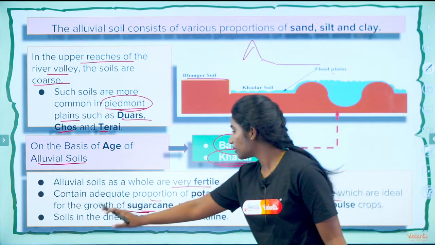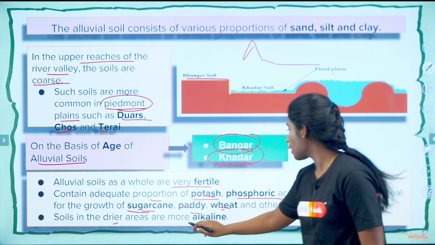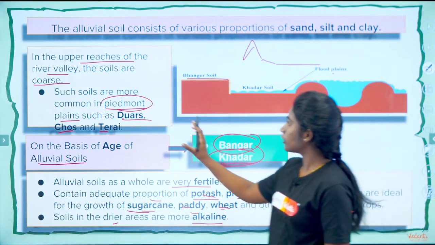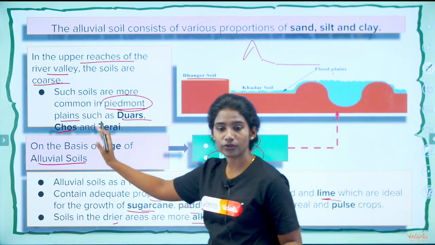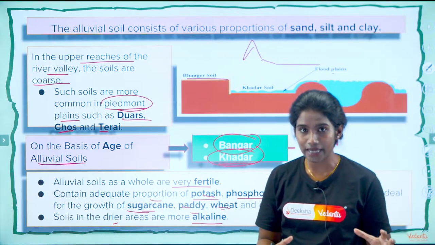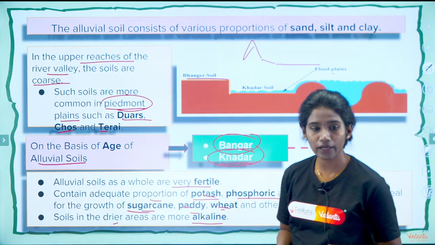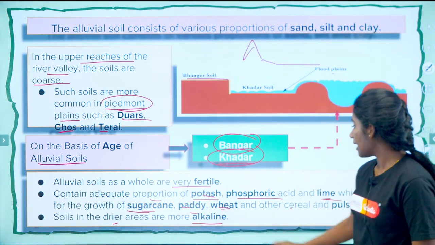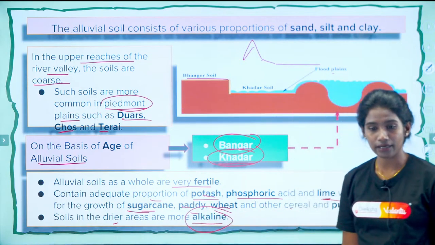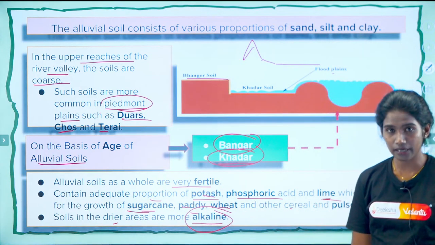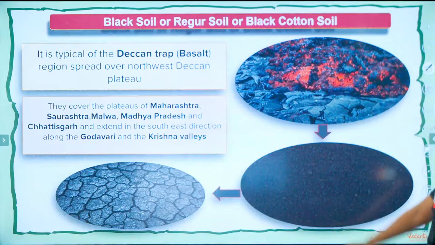Okay, the soils in dry areas are more alkaline. I told you this soil is found in river valleys and also near mountains. The soil found near the mountain is a bit dry, and their nature is alkaline. Okay, fine.